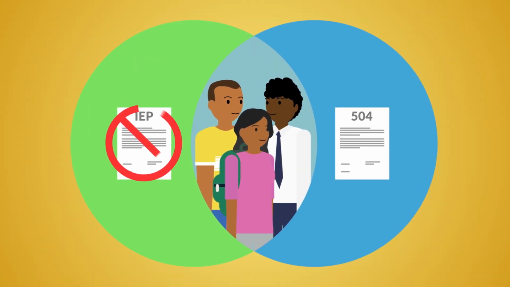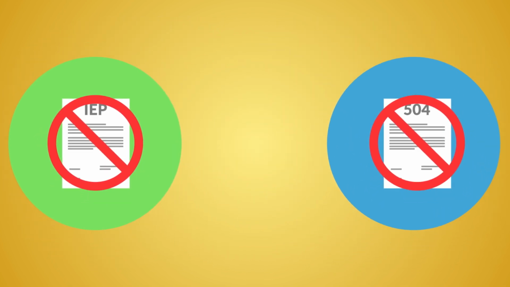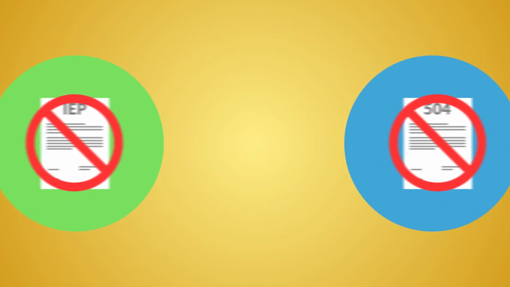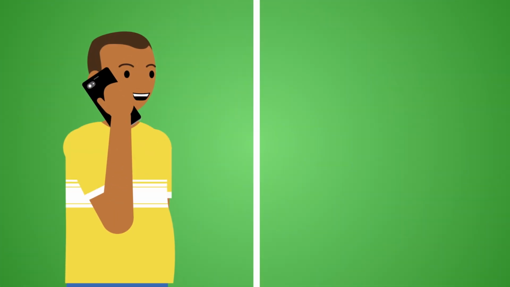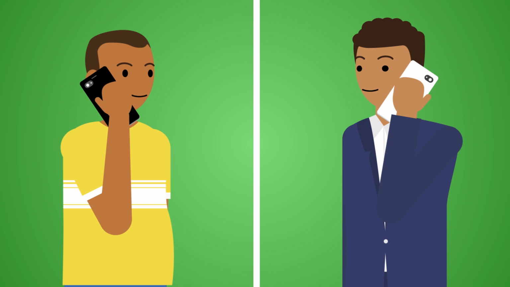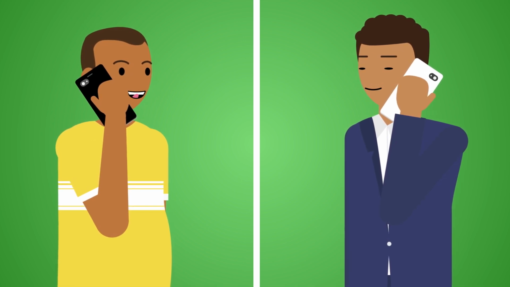Sometimes there are disagreements about eligibility for an IEP or 504 plan, or the services or placement of the student. When this happens, parents and students have options. Every school district is required to have a 504 coordinator who you can contact if you think the school isn't providing the right supports in a 504 plan.